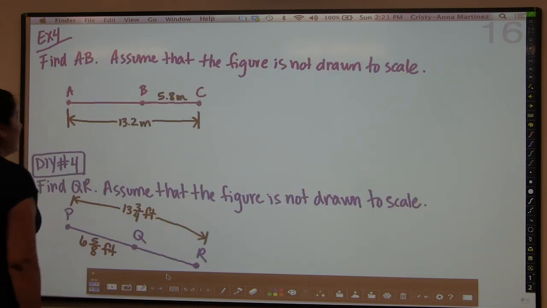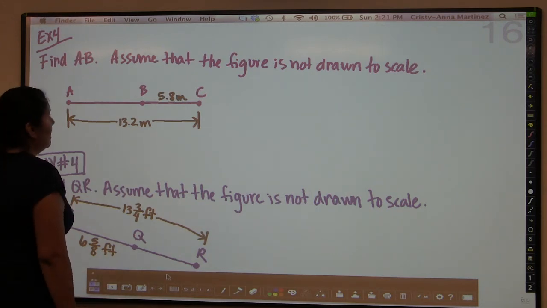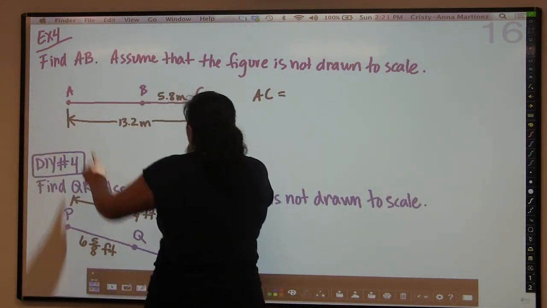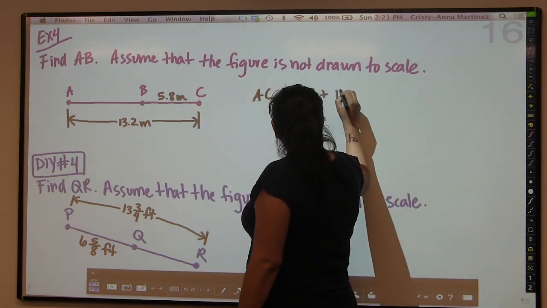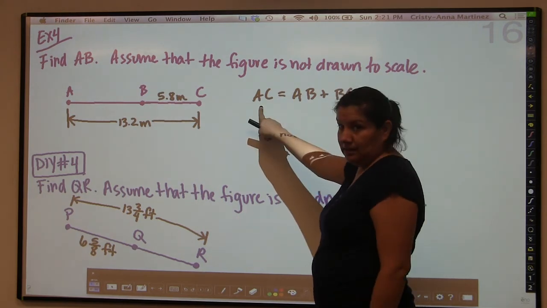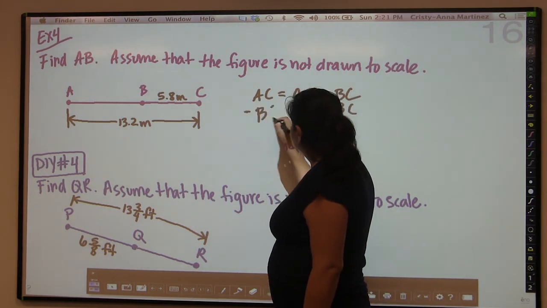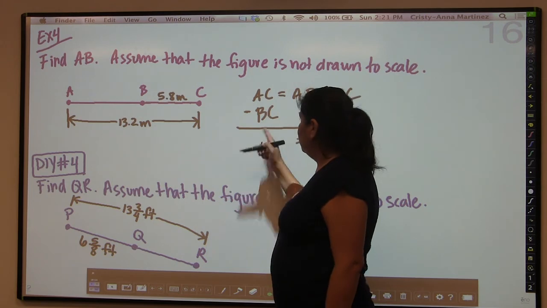And then you can use subtraction. You can also use subtraction to find distances or measures of segments. So in this case, for example, we know that AC, which is the entire distance, is equal to AB plus BC. But in this case, they want us to find AB, not AC, like in the last case. So I can subtract BC from both sides, and I get that AB is equal to AC minus BC.